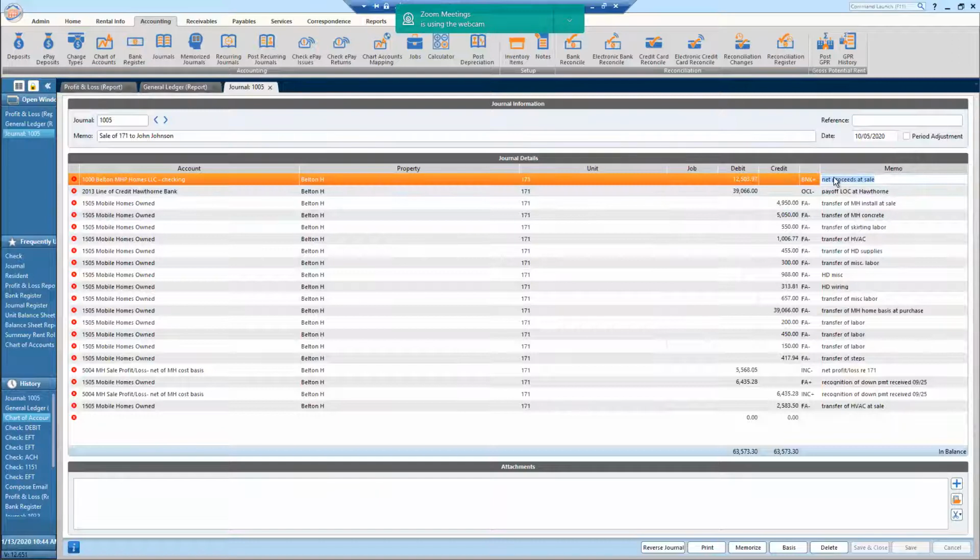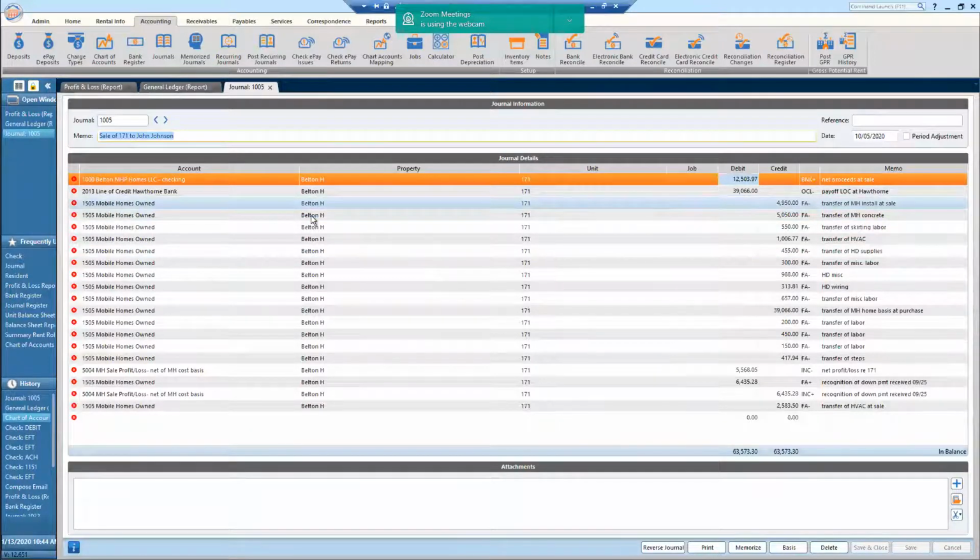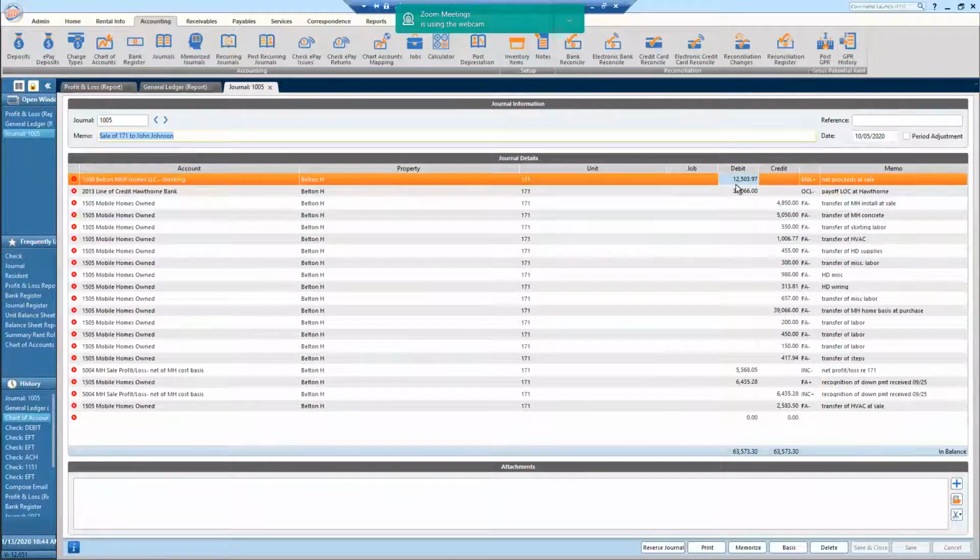Net proceeds at sale. So when we sold this house, we got a check from 21st Mortgage for $12,503. Now that may make you think it's profit, but it's not all profit. Here's how we're going to determine it. So what do we have? Well, on the credit side, at disposition, we get cash, meaning we get the net proceeds, and we also get rid of the Hawthorne line of credit. So we pay off the OCL, other line of credit. That's why it's negative over here.